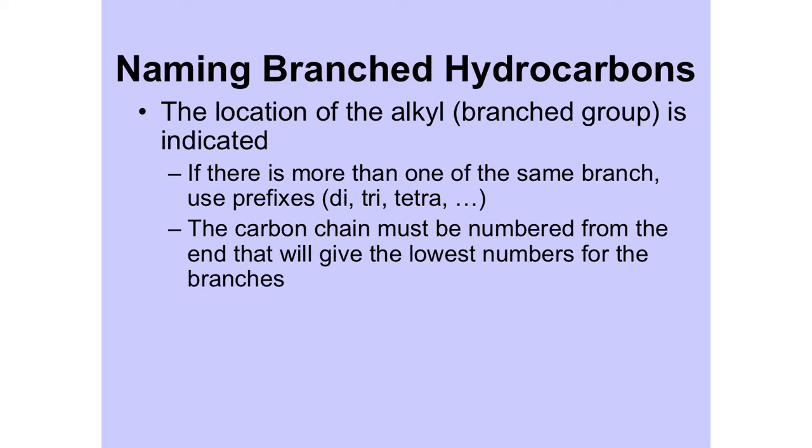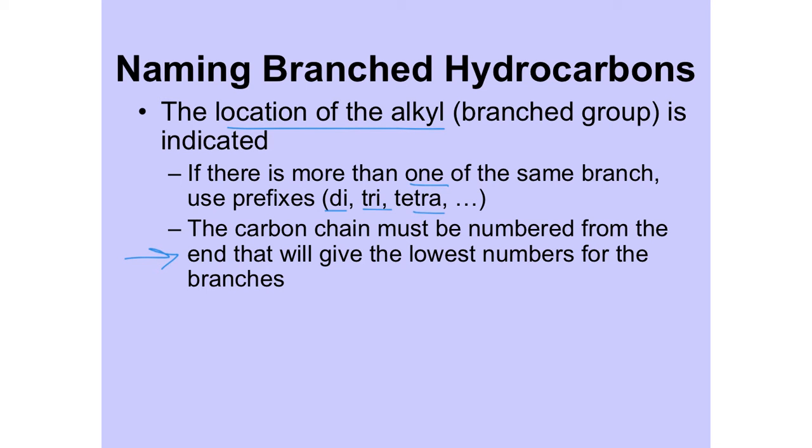And again, we have to use numbers. So the location of the branch group has to be indicated. We've talked about how you have to number from whichever end will give you the lowest set of numbers. So if you have multiple ones, you want to do what sums up to the lowest, or if you just have one, you go with the lowest. If there's more than one of the same branch, then we'll use prefixes.